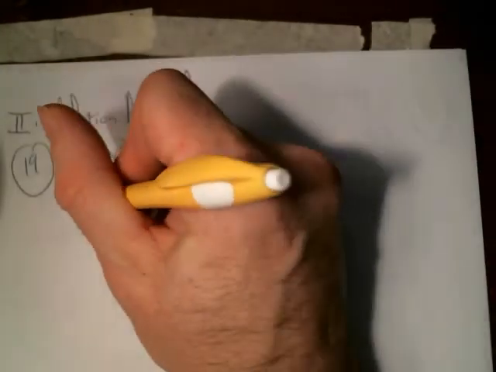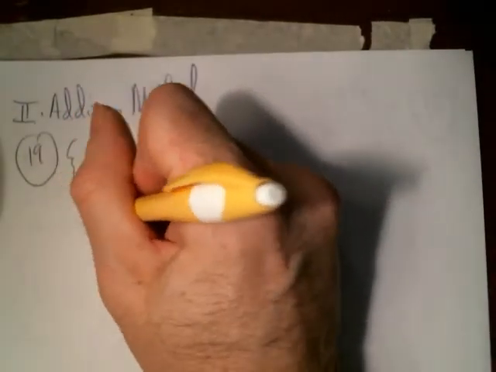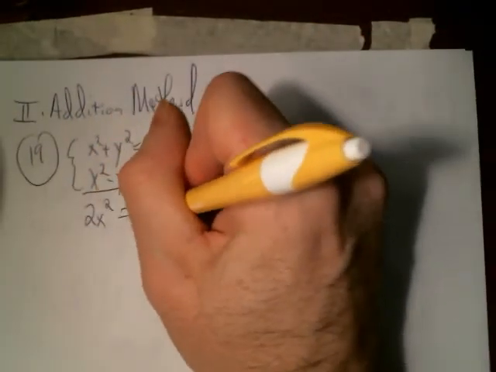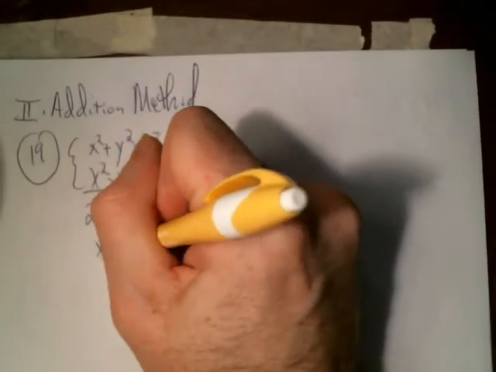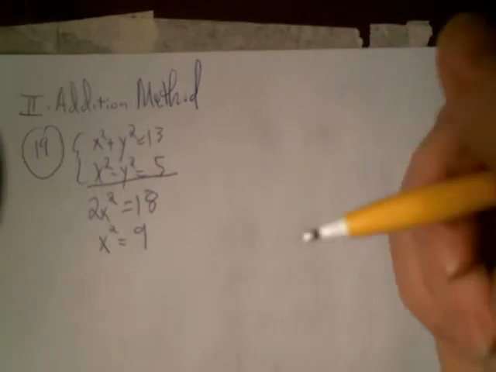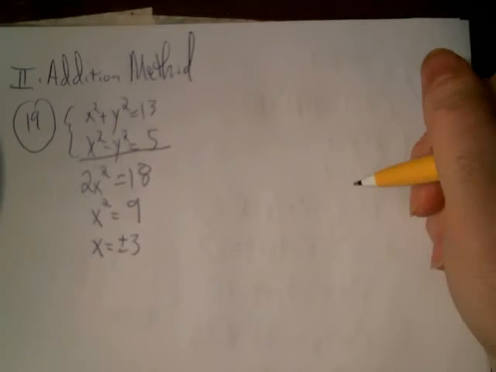So here, automatically I have the y squares canceling, so I'll just have 2x squared equals 18. And then we solve this equation, divide both sides by 2. So x squared is 9, and then take the square root of both sides. X is plus or minus 3.